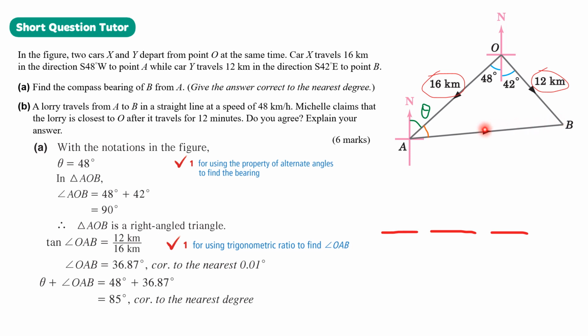Since B is located to the north of A, the first part is N for north. And since B is located to the east of A, the last part is E for east. The middle part is the angle from north to east, that is, the angle we just found. Write down the answer to get the final mark of part A.